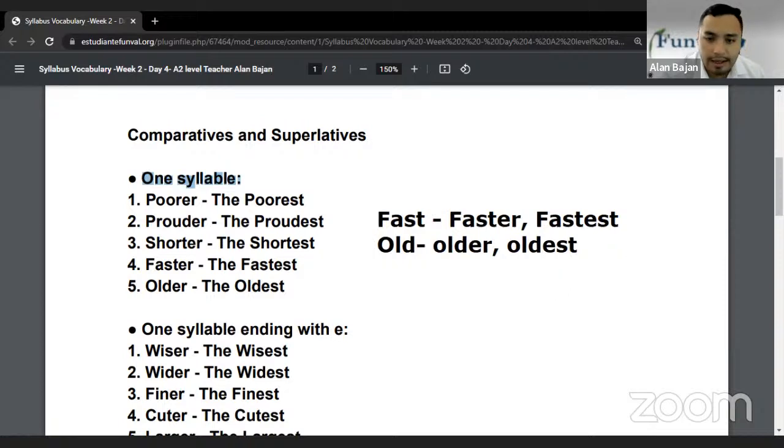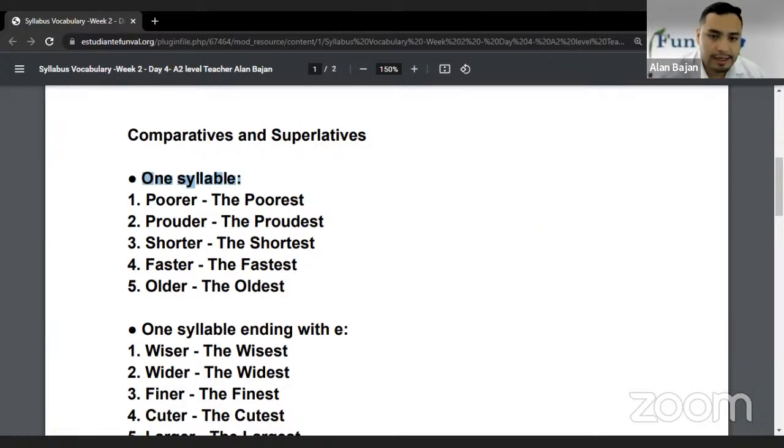I only add the EST and the ER to the verb. First rule. Is that clear? Second rule for comparative and superlatives.